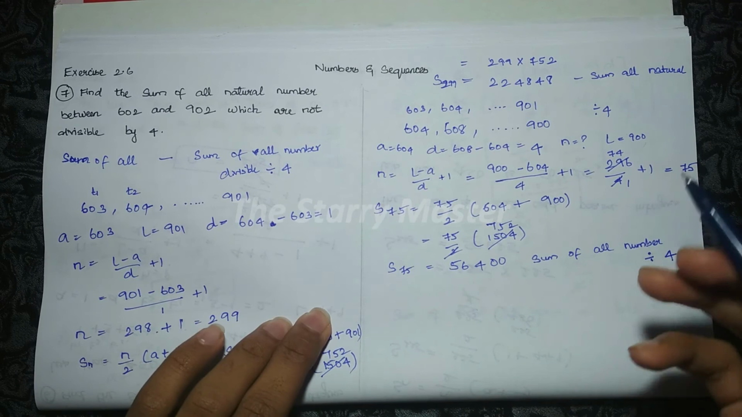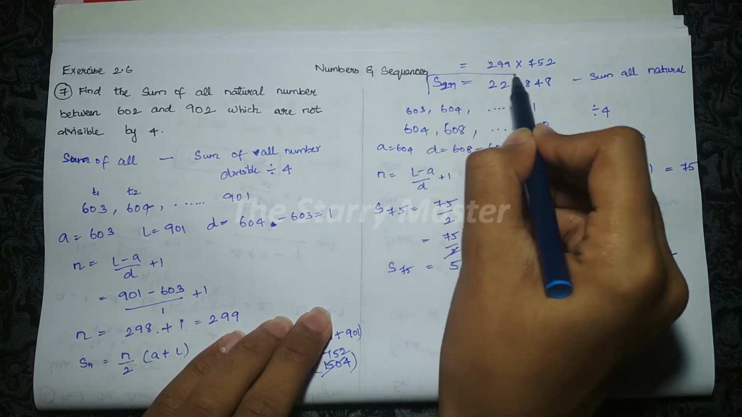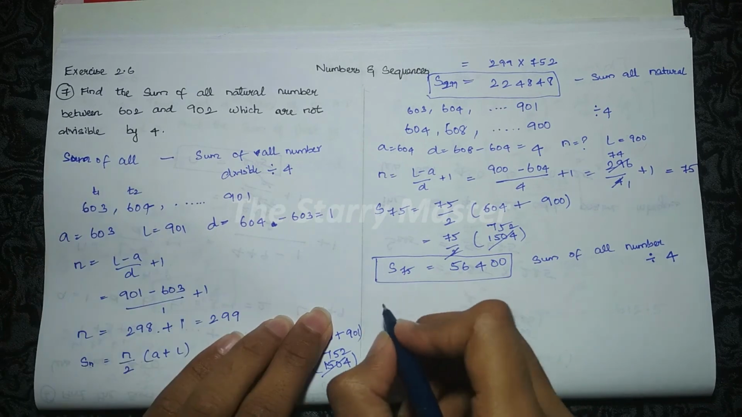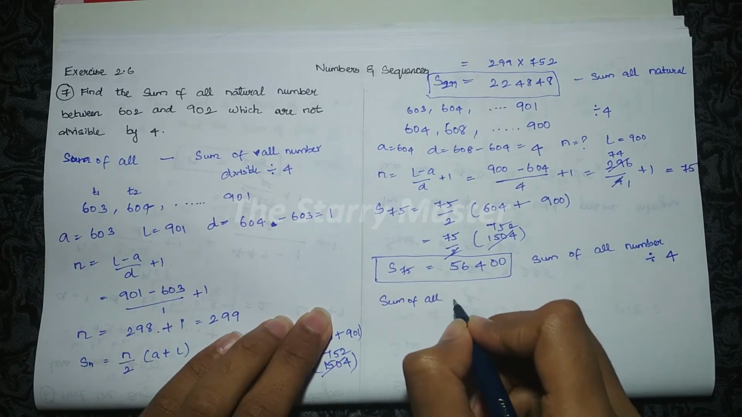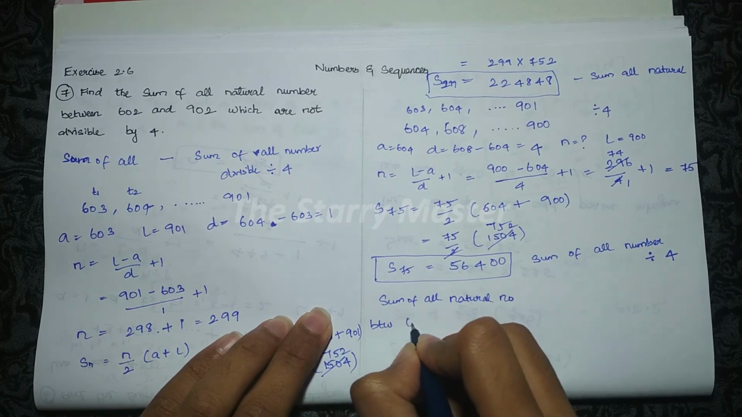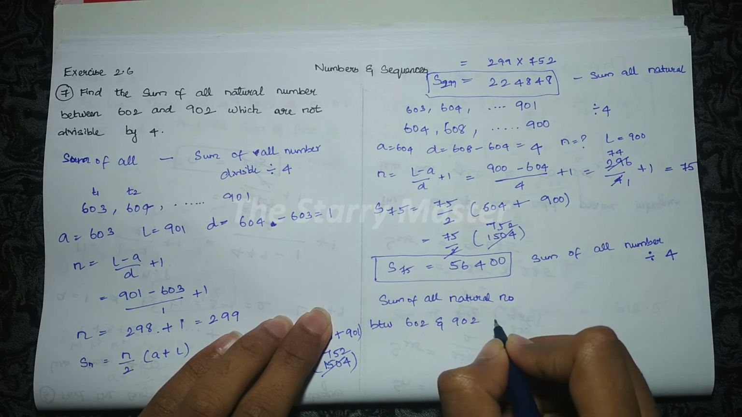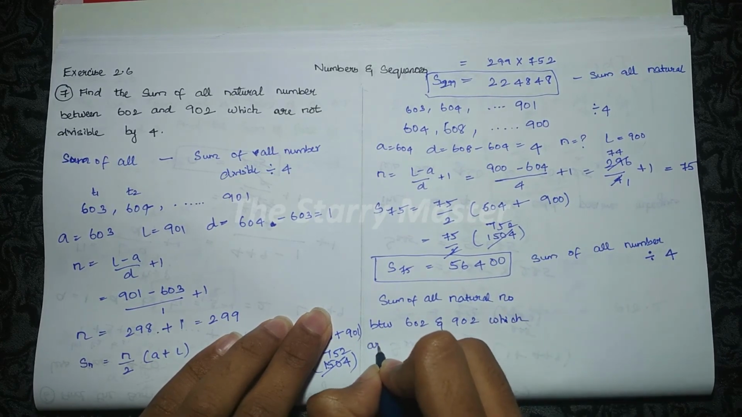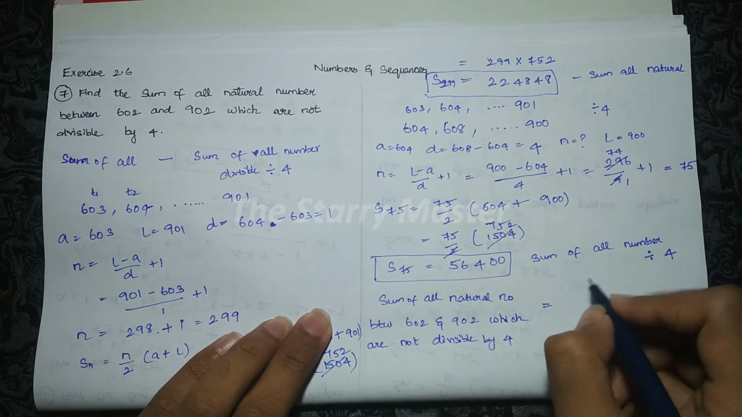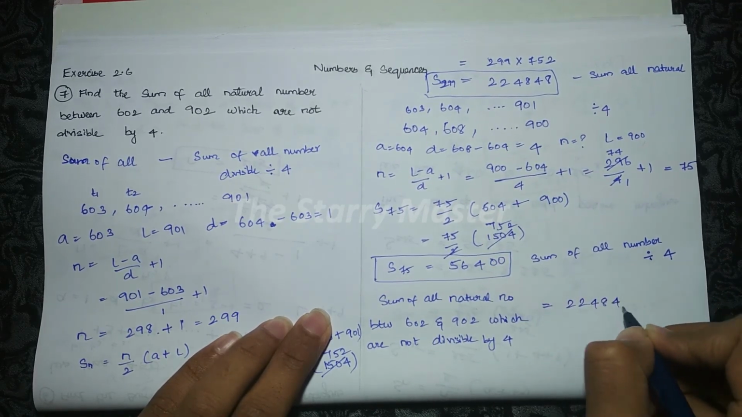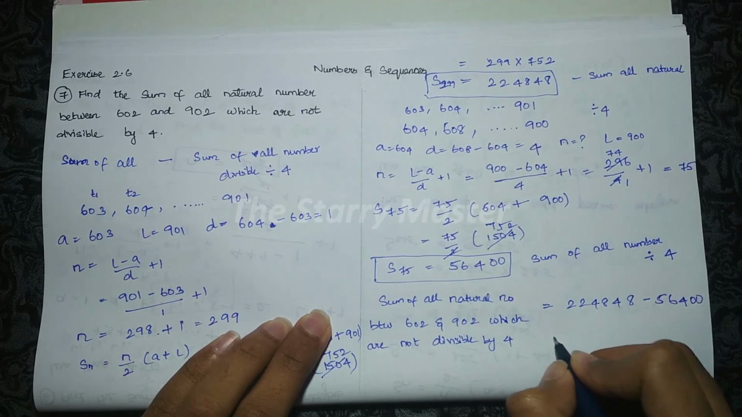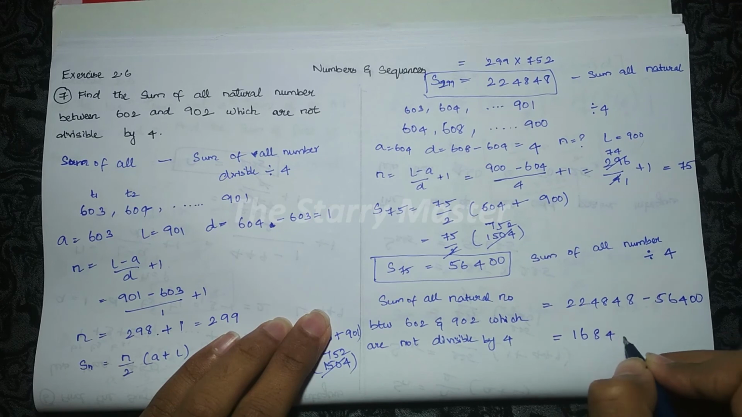So we need to subtract this value from the earlier value to find the answer. The sum of all natural numbers between 602 and 902 which are not divisible by 4 equals 224,848 minus 56,400. We will get 168,448.